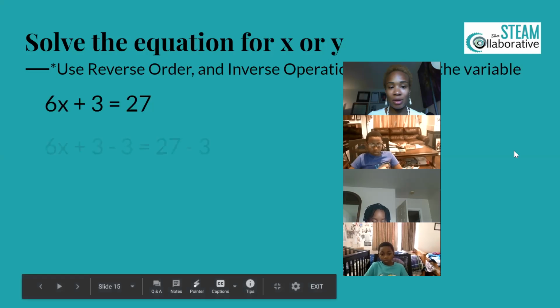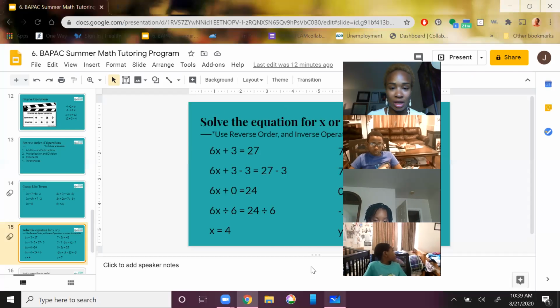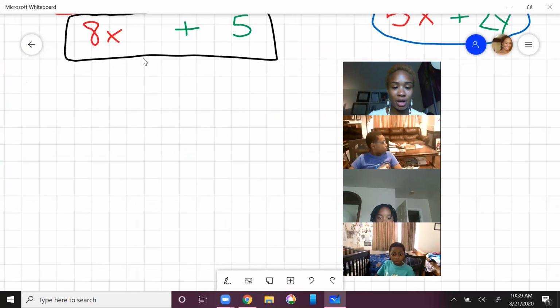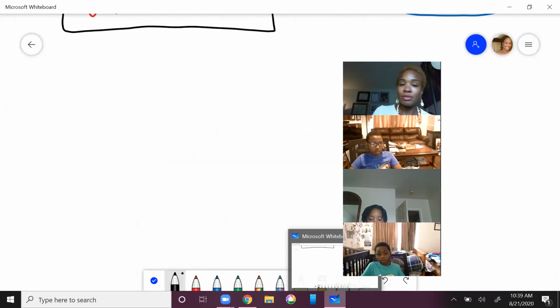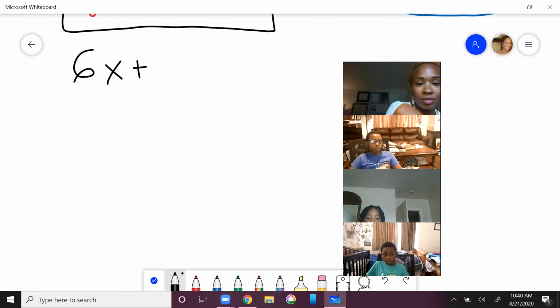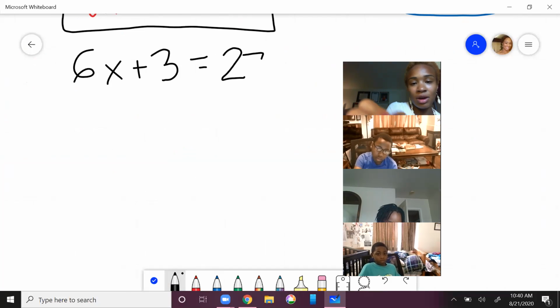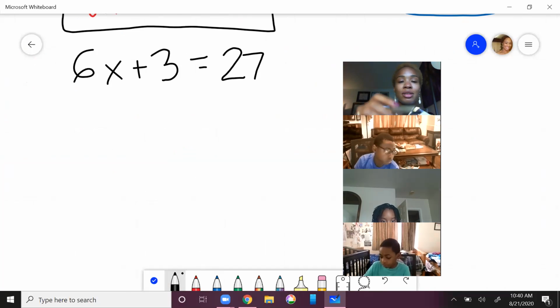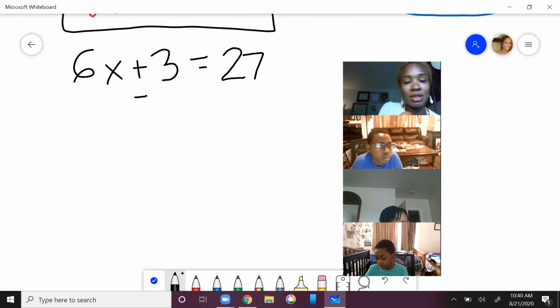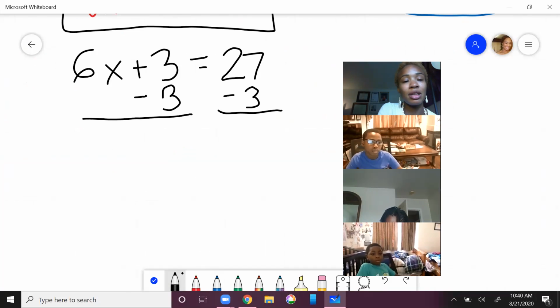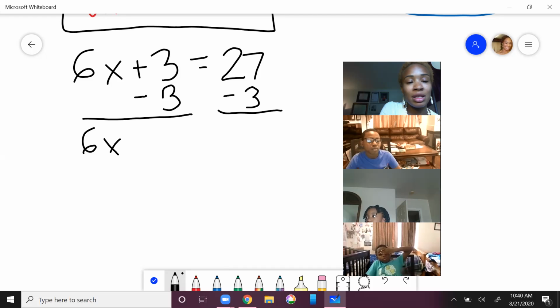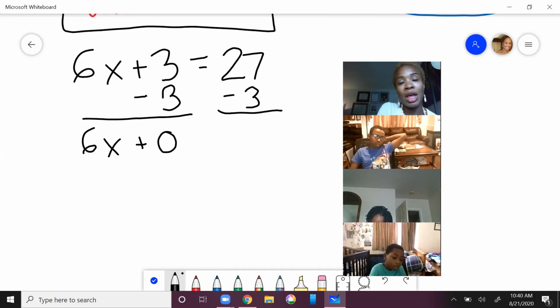6x plus 3 equals 27. I'm going to write it over here. 6x plus 3 equals 27. And so you do the addition first, but then you need to inverse that addition. The inverse of addition is subtraction. So you do minus 3 from this side, and then you do minus 3 from this side. So you get 6x, and then plus 3 minus 3 is just 0. And then 27 minus 3 is 24.